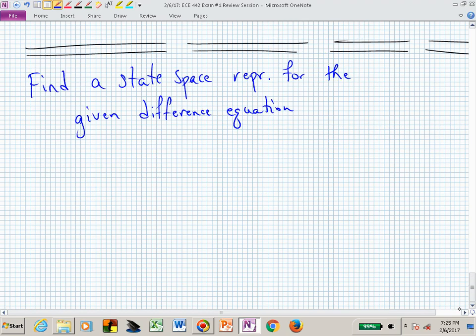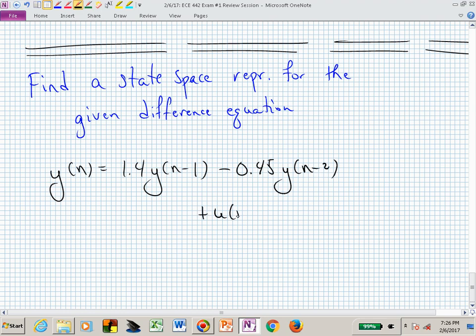Find a state space representation for the given difference equation. Suppose that somebody gives you the following. y of n is equal to 1.4 y of n minus 1 minus 0.45 y of n minus 2 plus u of n minus 1 plus u of n minus 2.